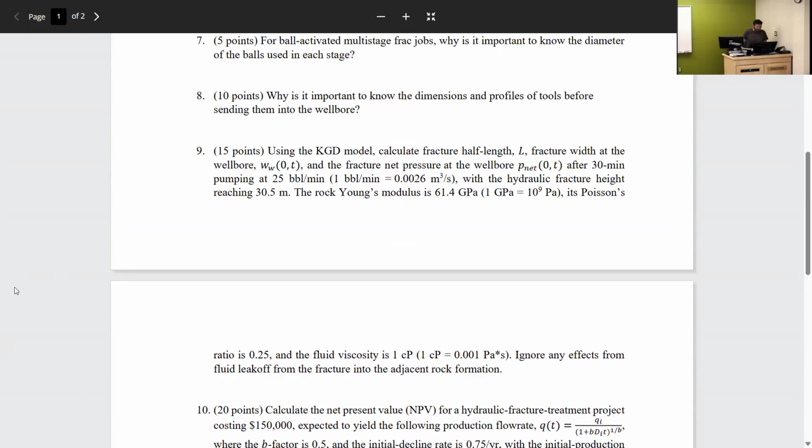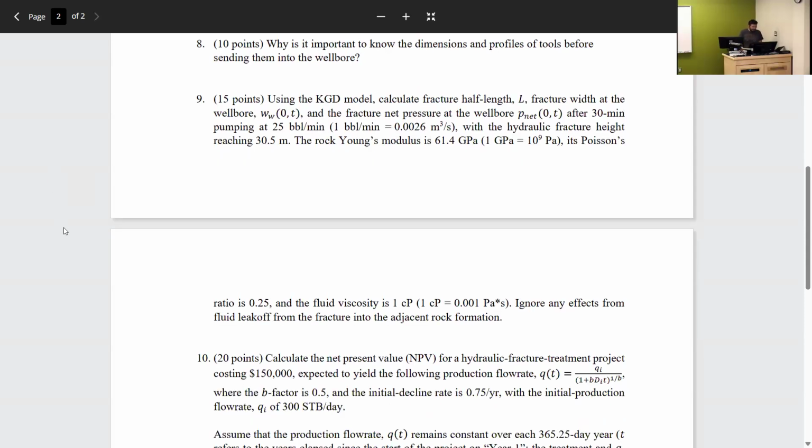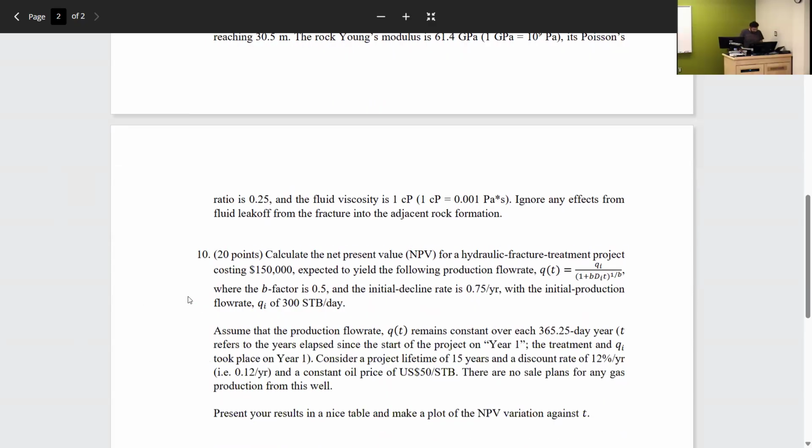Because if you do it consistently, you just don't need a conversion factor. I will say you have to change barrels per day to cubic meters per second, change GPa to Pa, change cP to Pascal-second, and then it's all SI, as far as I know. So you should be good to go.